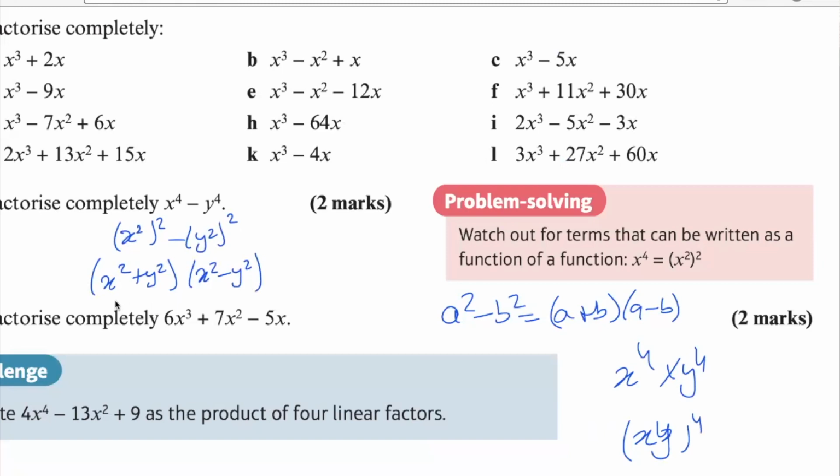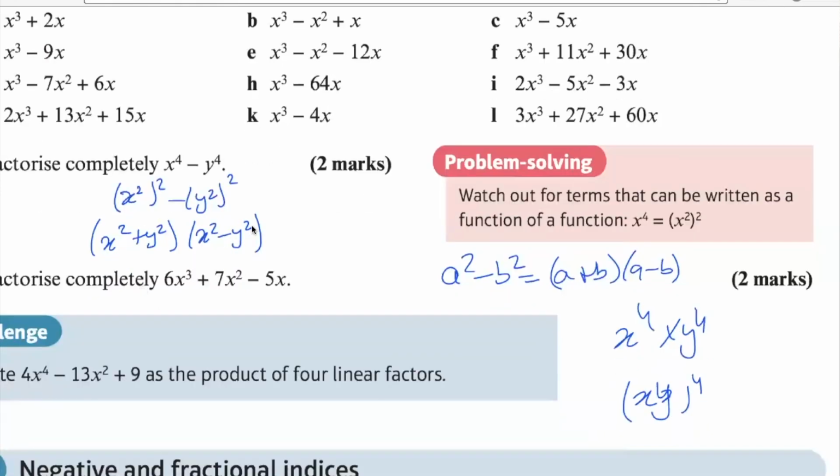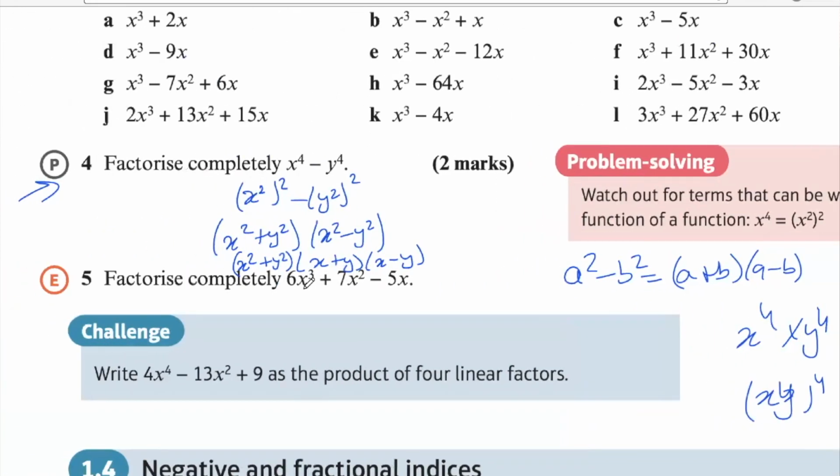Now you can see that we have squares, but in the first bracket it is a positive sign and we do not have any expression for this, but in the second, it is negative. So the second one could be further factorized to a plus b times a minus b. So this is its complete factorization.